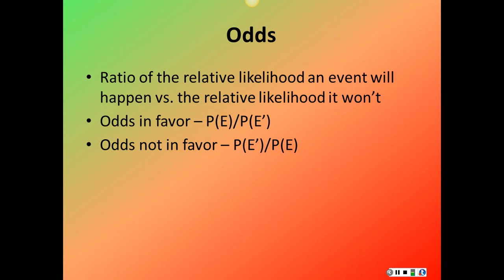And lastly, we get into odds. Odds are the ratio of the relative likelihood an event will happen versus the relative likelihood it won't. Odds in favor of an event are the probability of the event happening, that's what P(E) stands for, divided by the probability of the event not happening, that's what P(E') stands for. Odds not in favor are just reversed, they're reciprocal. So again, P(E) stands for the probability of a particular event, and P(E') with the apostrophe stands for the probability of the event not happening.